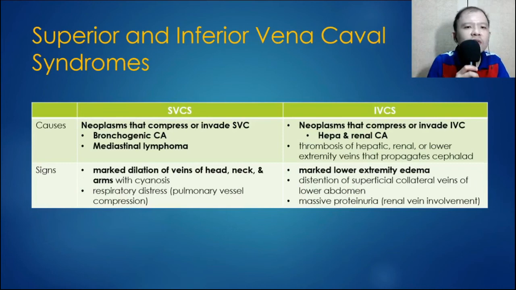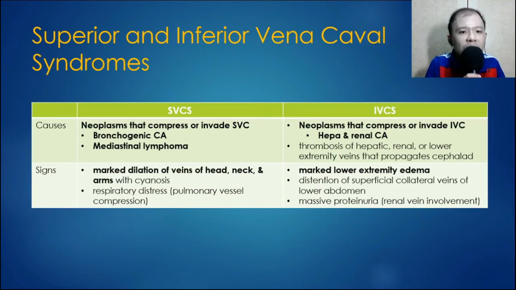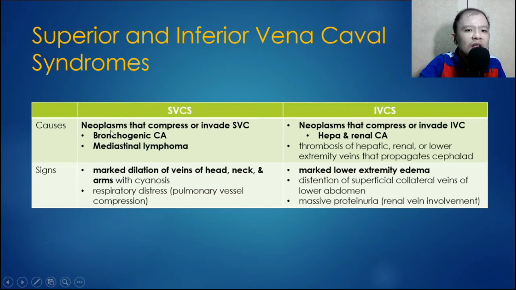These are syndromes that are a consequence of an obstruction in the lymphatic flow, as well as in the blood vessels, the vascular. So when we say superior vena cava syndrome, it's secondary to a compression by a mass, for example, near the neck, when we talk about lymphoma.